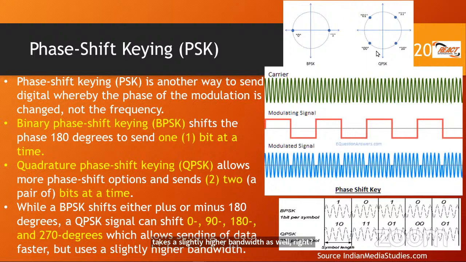We also have a little phasor diagram here that shows it: BPSK, 180 degrees, whereas QPSK, notice they have 0, 90, 180, 270.